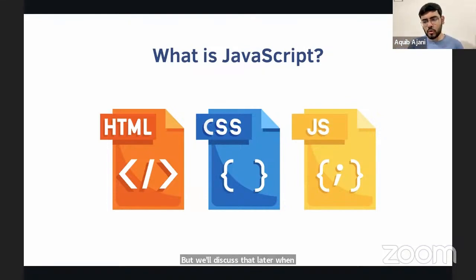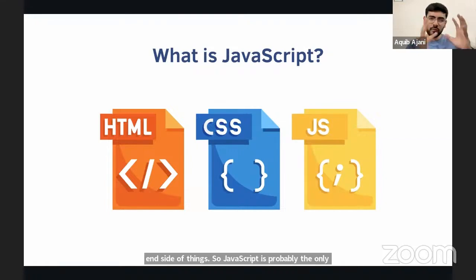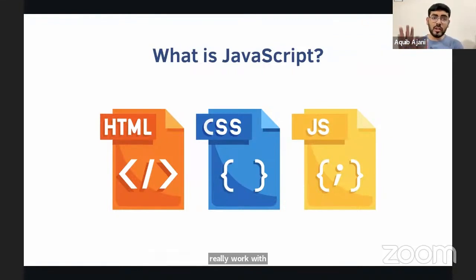So JavaScript is probably the only programming language which works with both front end as well as backend, right? Because in case of other languages like Python or Java, they don't really work with front end. Python is only backend. Java is only backend, right?